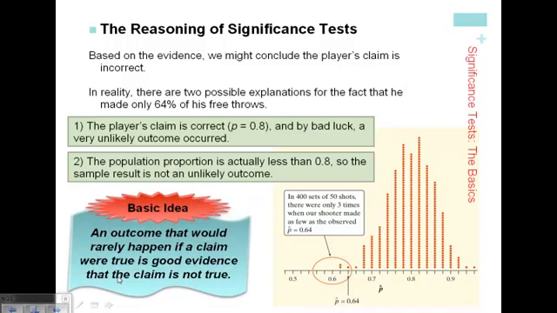So here's the basic idea. An outcome that would rarely happen if the claim is true is evidence that the claim is false.